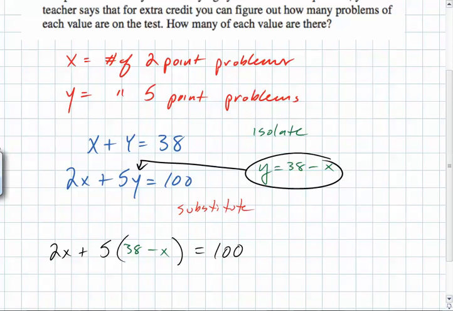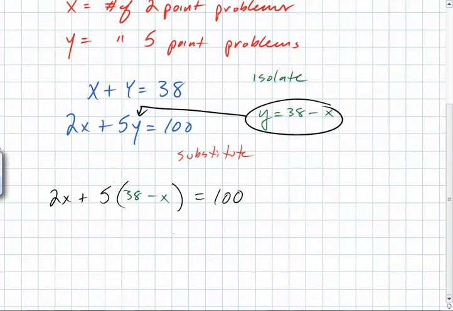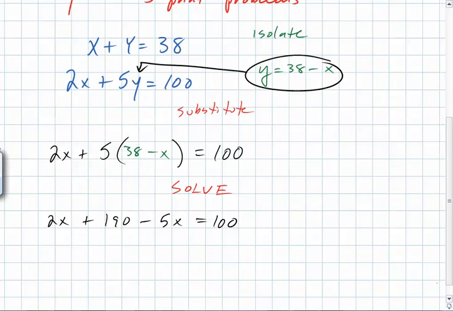So now what's the right word? Now we just solve. We're now in the solve step, and to solve we're going to distribute and simplify. So we end up with 2x plus 190 minus 5x is equal to 100. So what do we end up with? Negative 3x is equal to negative 90. So x is equal to 30.